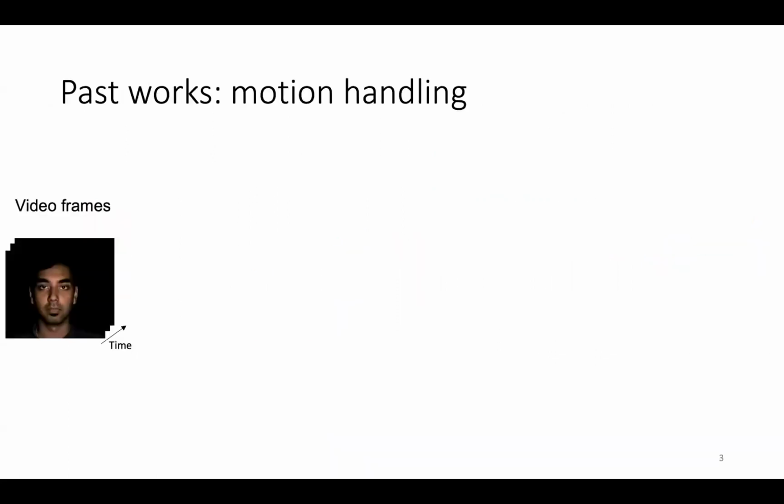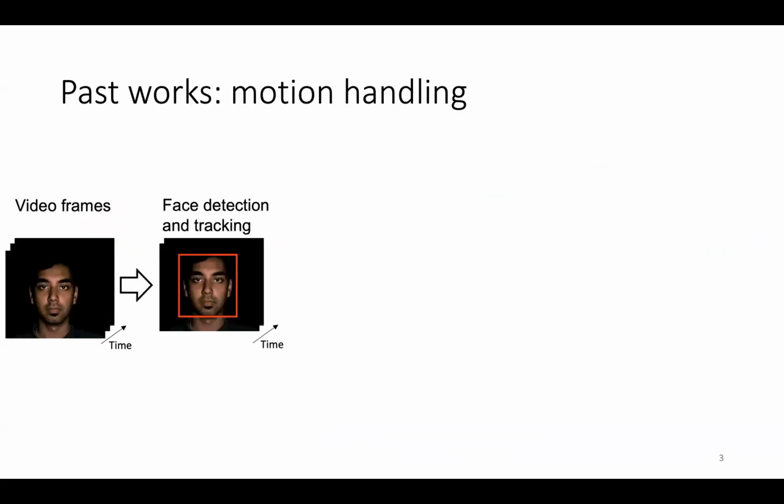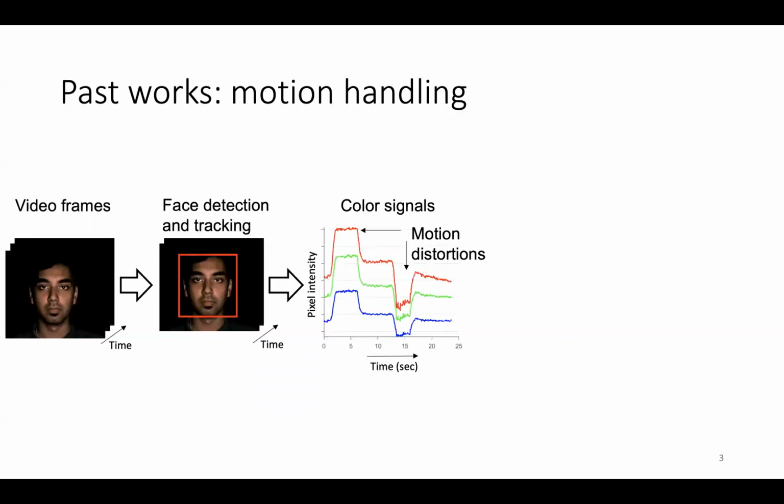The first step towards handling motion is by using a face tracker. Given a video of the human face, a face tracker detects the landmark points like the eyes and nose and tracks them across all the frames. Next, within the detected face, the color intensity change is tracked at each pixel. So if we plot one single pixel from the face region, we'll mostly have three signals corresponding to the red, green, and blue color channel of the camera.